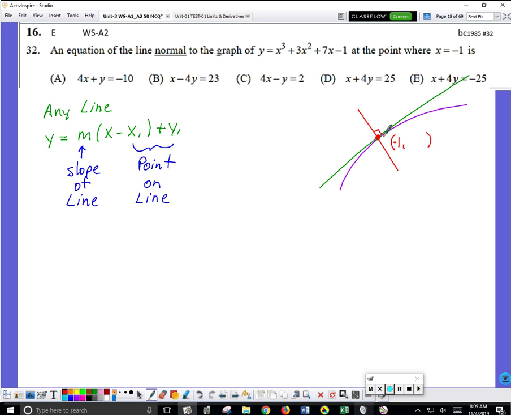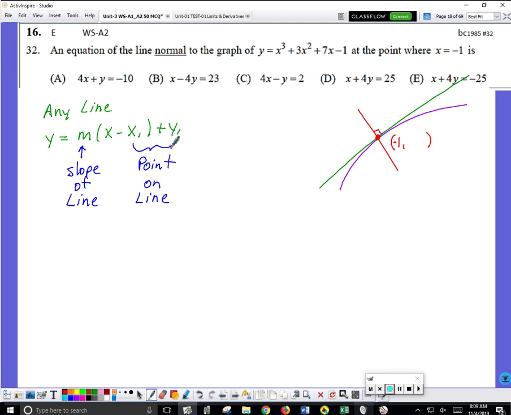So the connections I make conceptually are, here's the equation for any line. So I can use this to write the equation of the red line. I'm going to need the slope of the red line, and I'm going to need a point on the red line. Raise your hand and tell me, how do I find the point that is on the red line? Hands, come on. Okay, everybody. How do I find the point that is on the red line?